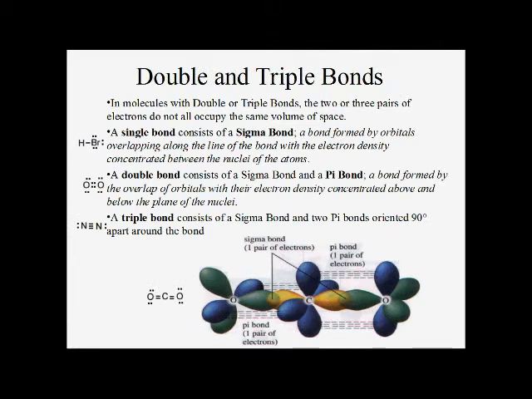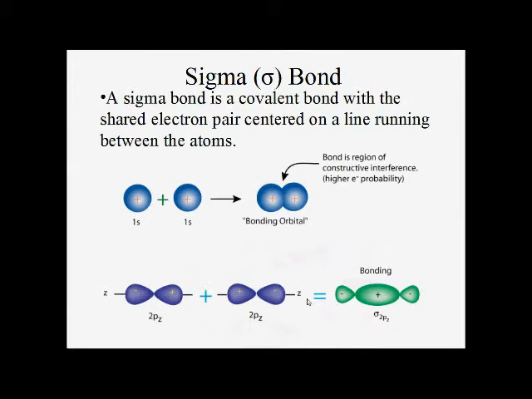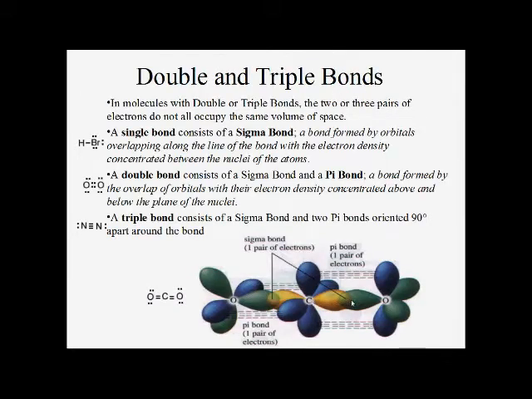Now we've been saying that we can have 1, 2, or 3 pairs of electrons in a bond, a single, double, or triple bond. Well, we have 2 types of bonds, a sigma bond or a pi bond. Every bond starts with a sigma bond. A sigma bond is the overlap of orbitals right on the bond axis between the 2 nuclei. So between the 2 nuclei, we're going to have an overlap of our atomic orbitals, and this is going to be our sigma bond.